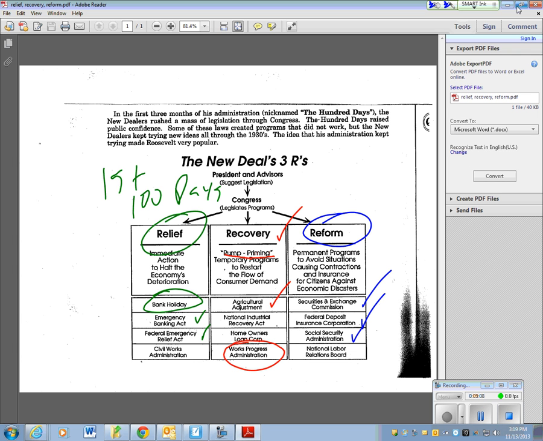Social Security, we're going to debate that on Tuesday. And then there's the National Labor Relations Board. All 4 of these are still in existence today, and all 4 are regulating the economy and protecting the worker, the consumer, and so on.